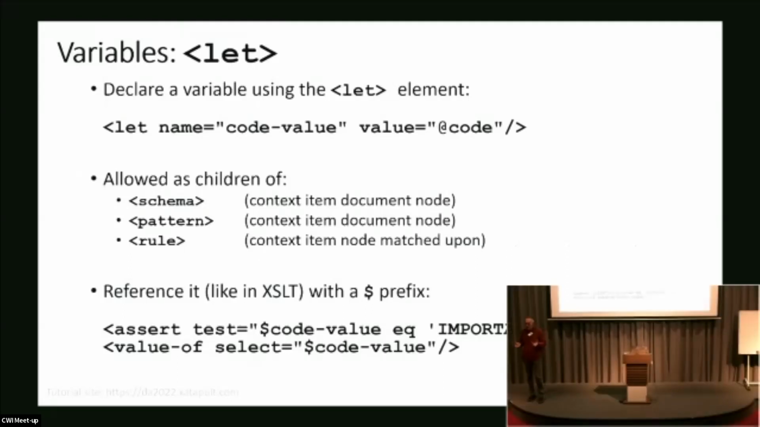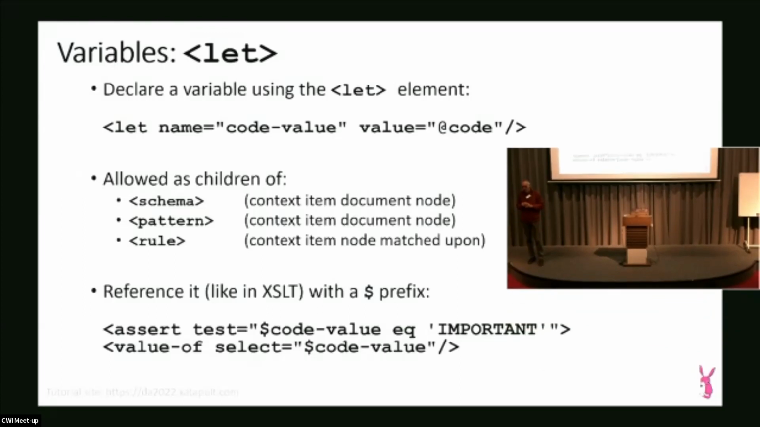Schematron also has variables, and you create variables with the let element. It's easy: you say let name is the variable name and value is some XPath expression that puts a value into that variable. That's actually all there is to it. You can put these let statements as children of the schema, of the pattern, and of the rule. For a schema and a pattern, the context item is the document node, because nothing has fired yet. So this is a good place to put variables that are global, things you get from somewhere in a document, or just create variables for magic values.